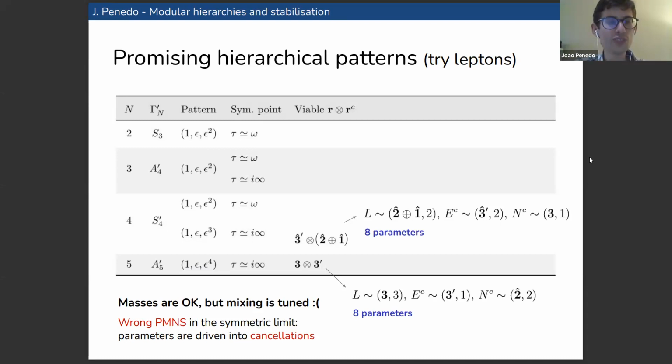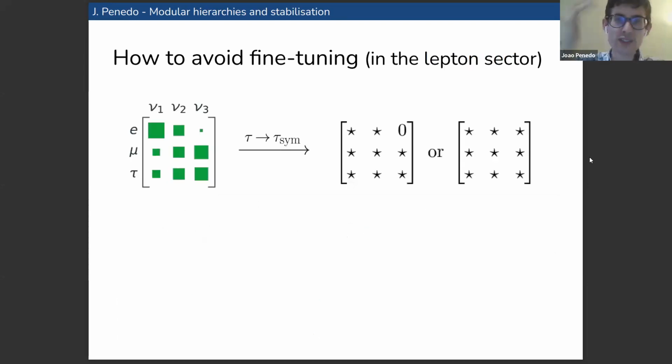Okay, so it means we need to apply a second filter to this table of promising cases, which would be a filter of natural mixing. So not just mass hierarchies, but mixing. Let's avoid fine-tuning in the mixing, and here we focused on the left-hand sector again. So what could be a PMNS which is viable in the symmetric limits?